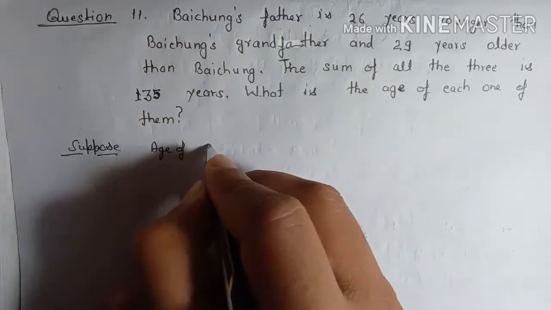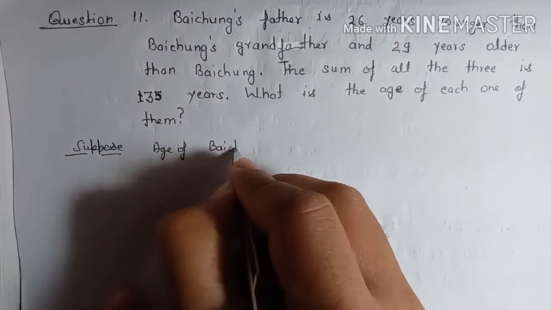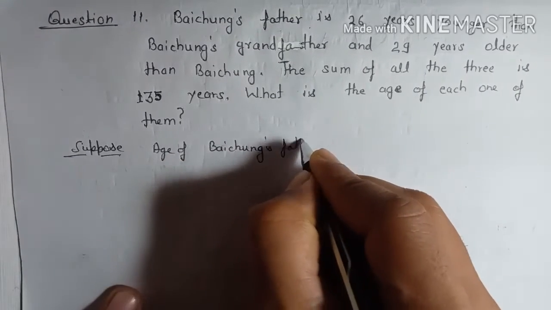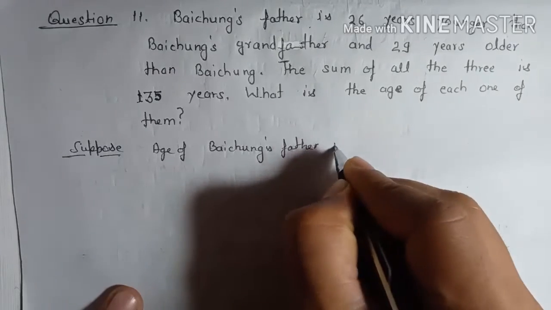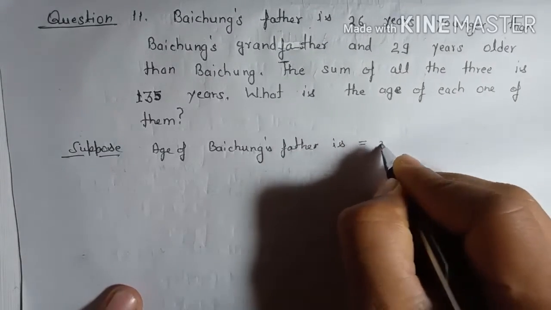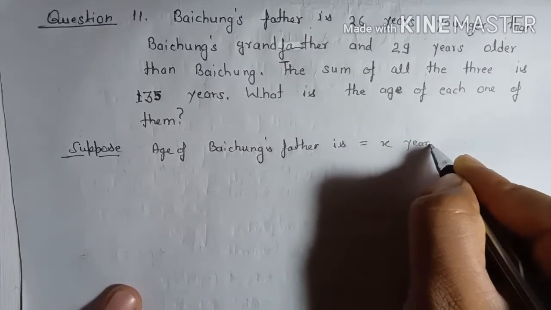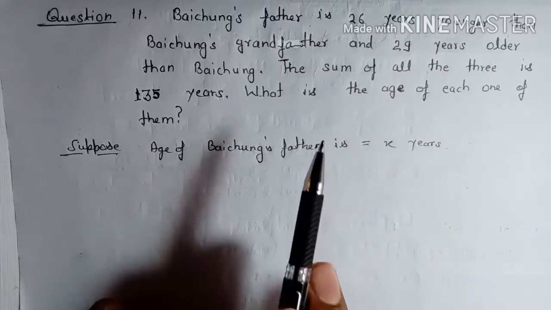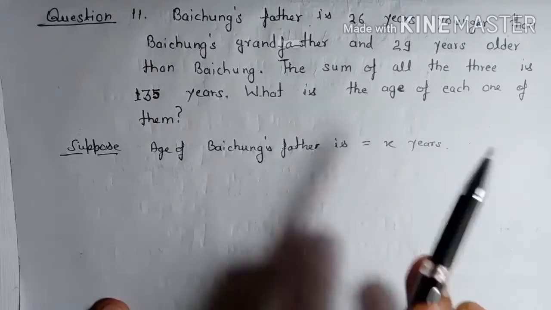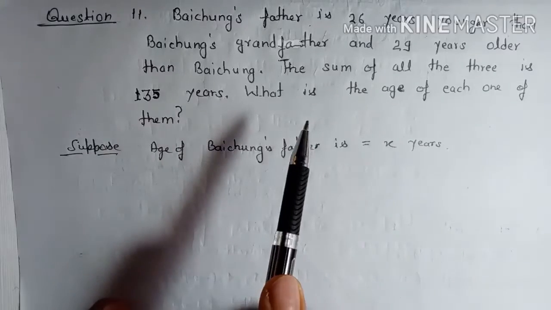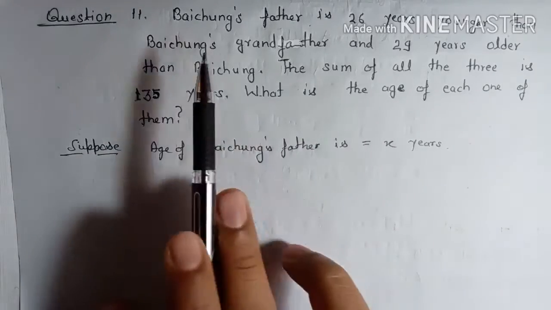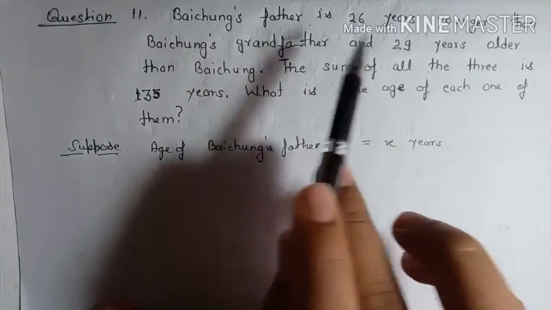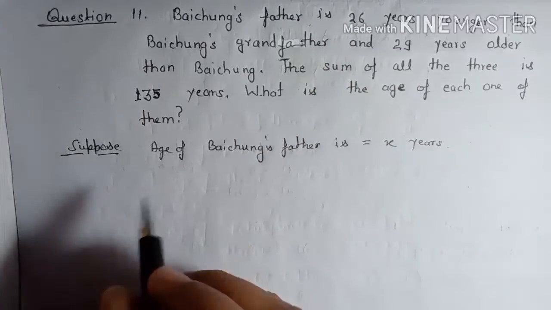Baichung's father is X years. Okay. Now it is given that Baichung's father is 26 years younger than Baichung's grandfather. You can see that his grandfather is older. In other sense, you can say that Baichung's grandfather is 26 years elder than his father.